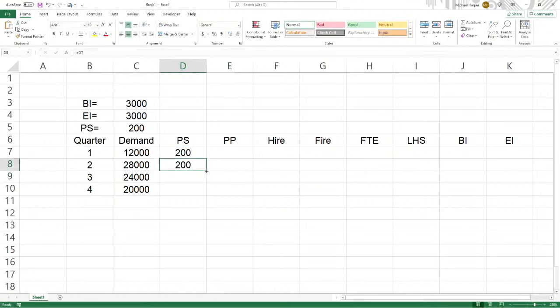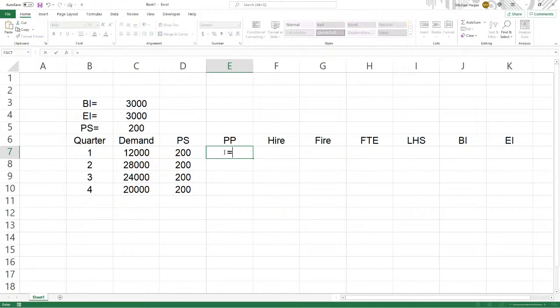Let's just put this in here. So put everything in the table. So now our production plan is going to equal whatever those FTEs are times our production standard. And then copy that down. Okay, we don't know what our FTEs are yet.